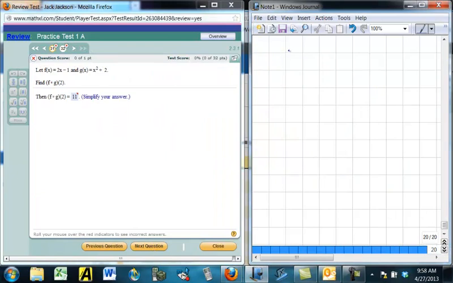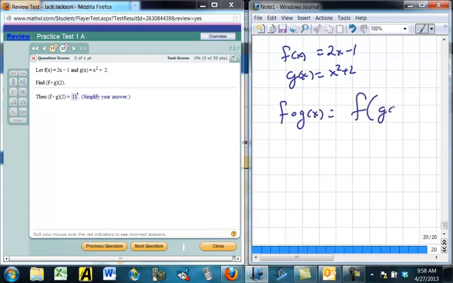Okay, next one we're going to do composition. F of x equals 2x minus 1. G of x equals x squared plus 2. So when we do f compose g of x, that is f of g of x. So what we do is we take g of x, which is x squared plus 2, and take that output and put it in place of the input for f. So that goes in place of the x in the other one.